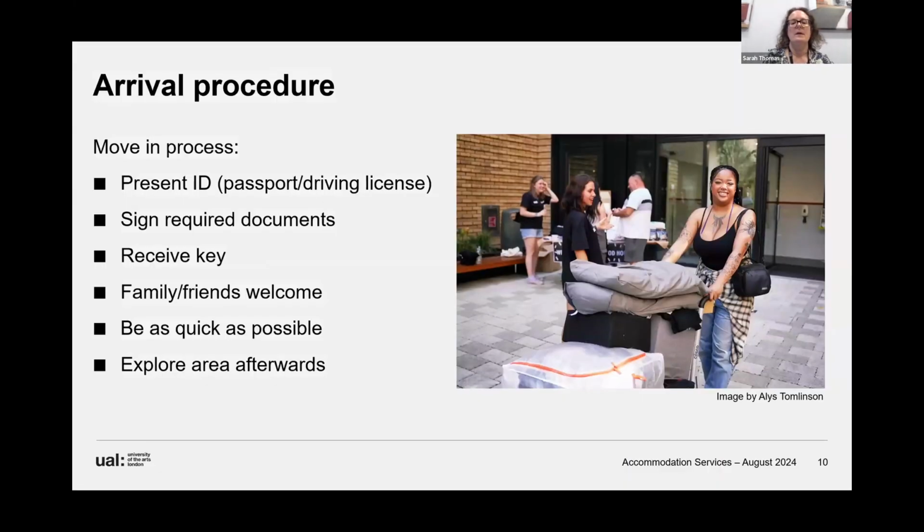We'll ask that on the day you come you present some sort of photographic ID, so that could be passport or driving license. We ask you to sign some documents. It's usually just a key receipt for my 2 halls. That's just so that we know that you've checked in. You'll receive your key fob then, that will give you access in and around the building.